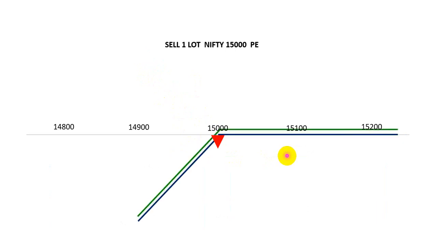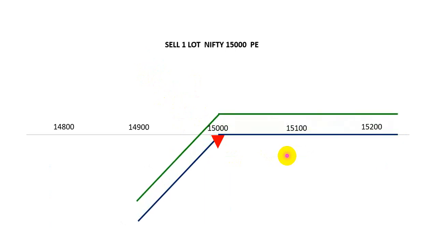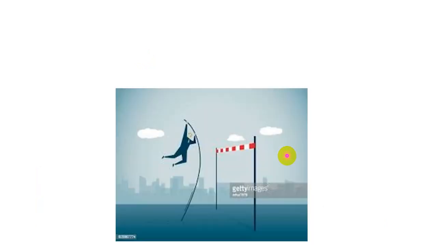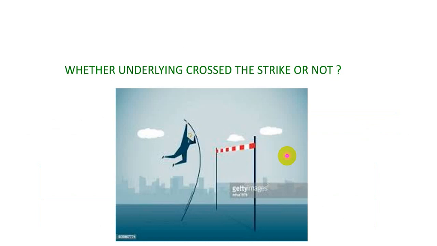Now this is the seller scenario, just a mirror image of what happened to the buyer. So now coming to the question, whether the underlying crosses the strike or not, that's all. This person is jumping, no? If he jumped till this edge, they will not accept. Either you jump above that or you fail, that's all.